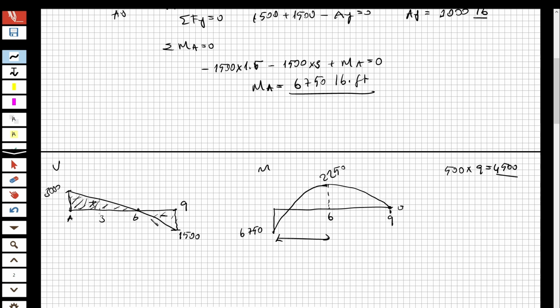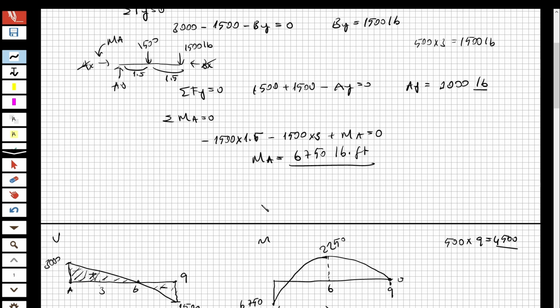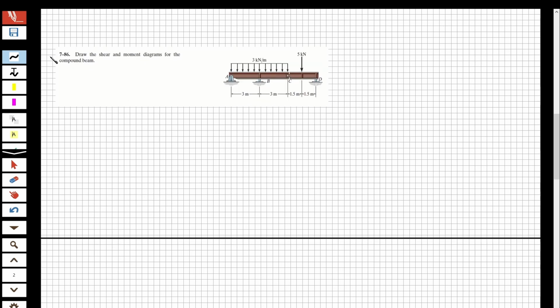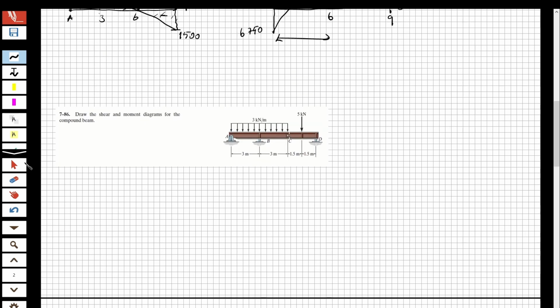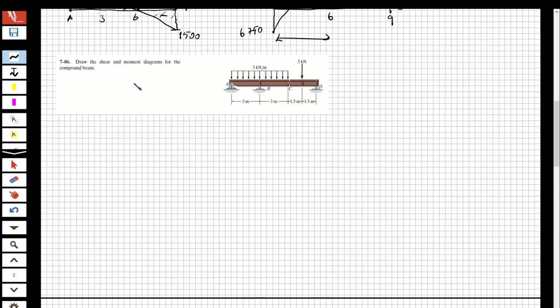Now we draw the shear diagram also and the moment diagram for this question. For the second question, we are going to draw the shear and the moment diagram. Okay, this is our second question. And for this one, let's write the free body diagram and solve the question. I'm going to take from that part to here. First, I'm going to solve this part.